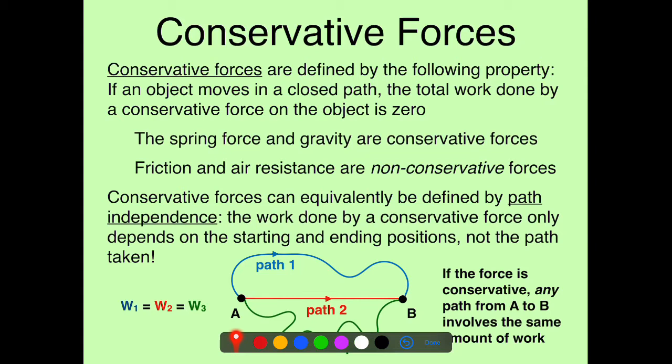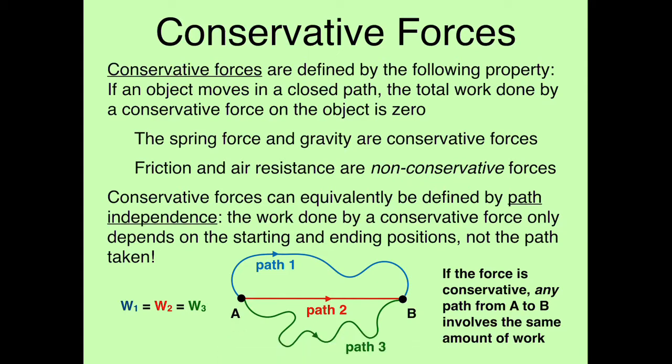But friction was an example of a non-conservative force because it doesn't have this property. We found that if an object moves in a closed path while friction is acting on it, the total work is not going to be zero. Another example would be air resistance. So friction and air resistance will be the two non-conservative forces that we encounter most often. Just remember, friction and air resistance don't have this property, so we call them non-conservative.